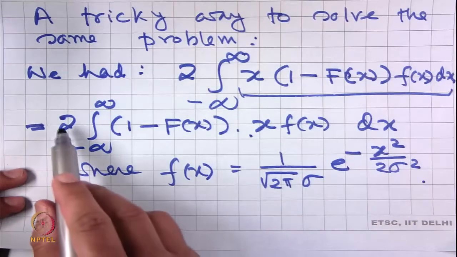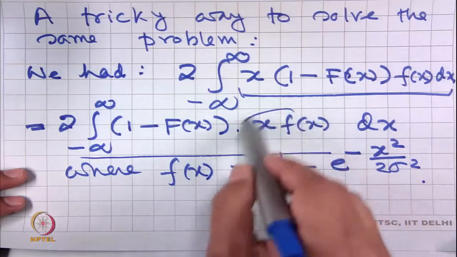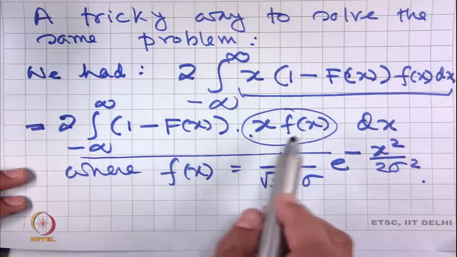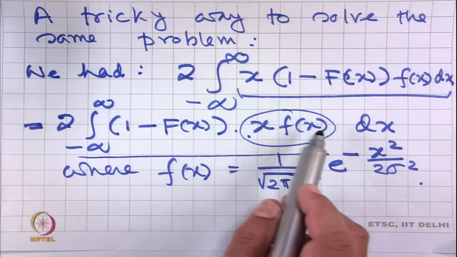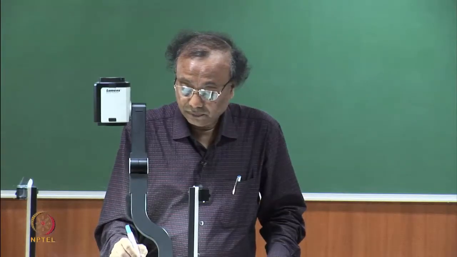We had 2 into this, which involves x times f x, and we know that we can replace it with minus sigma square into f prime x.